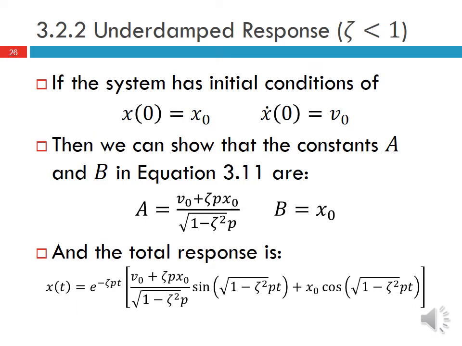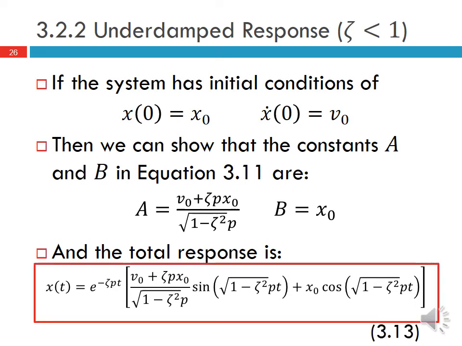Now, if the system has some initial conditions that we can define as an initial position of x naught and initial velocity of v naught, then we can show that the constants in our equation 3.11, our constants A and B, can be given as shown here. Which means our total response is given as this expression. So this is again the standard form of the response of a damped single degree of freedom system undergoing free vibrations. So this is an important expression to note.